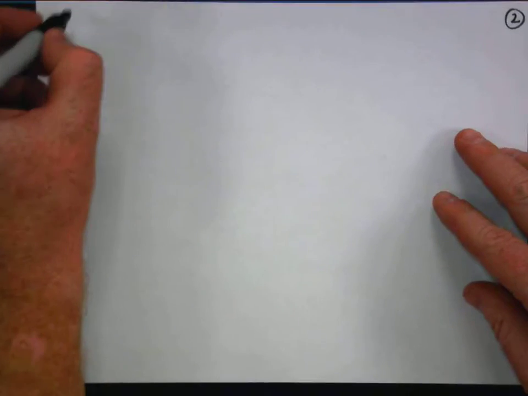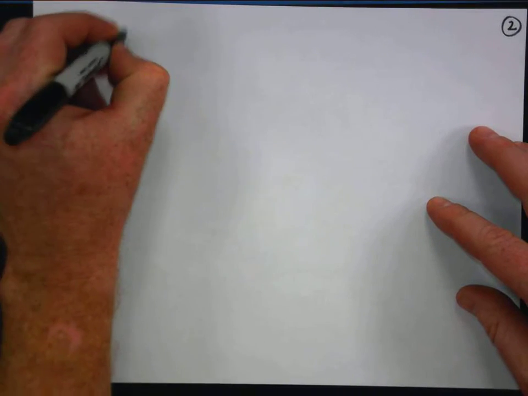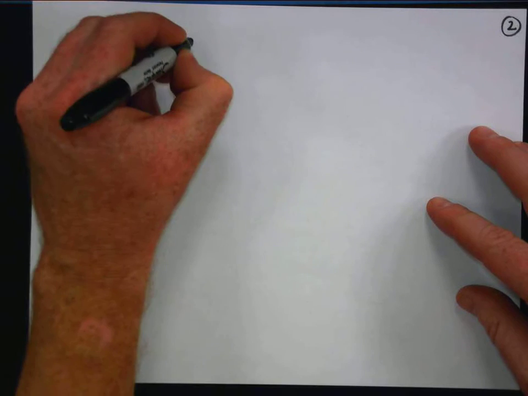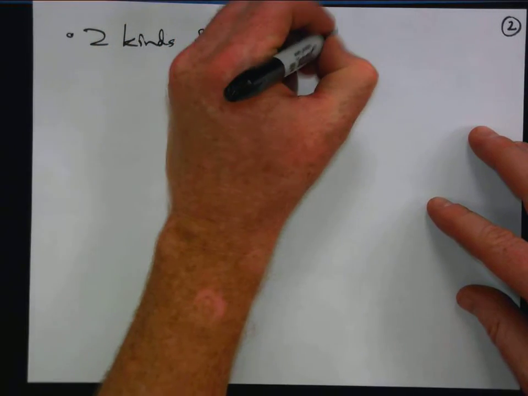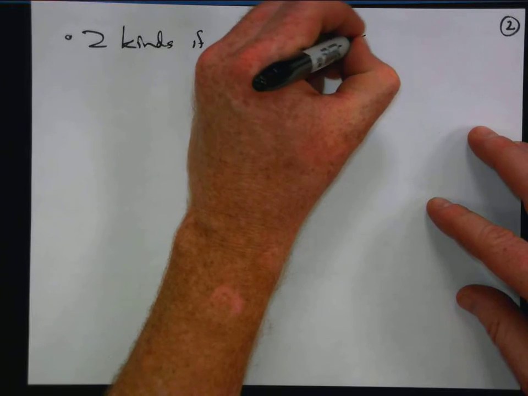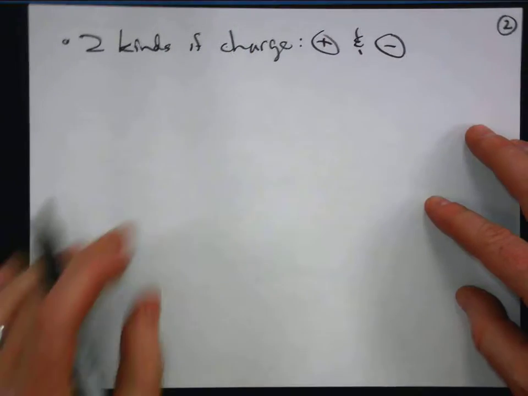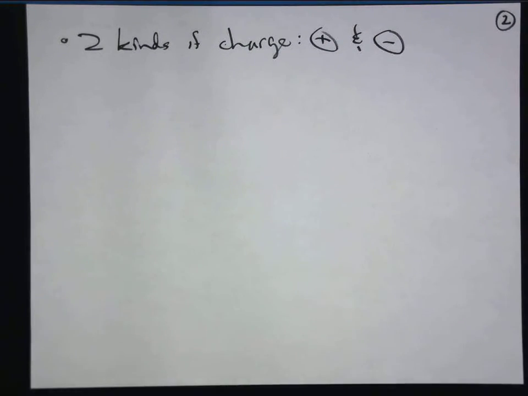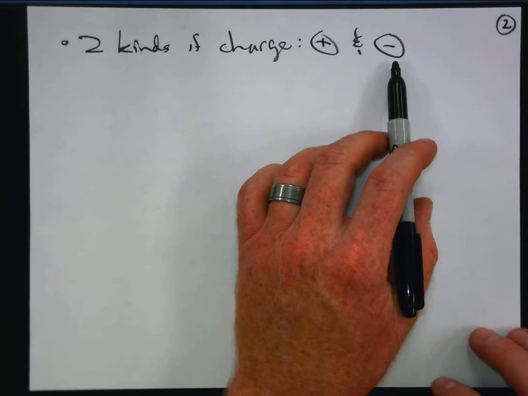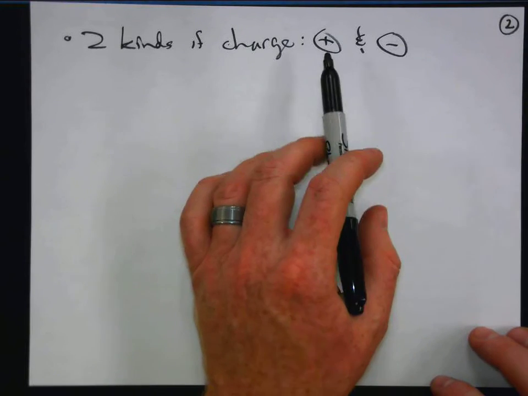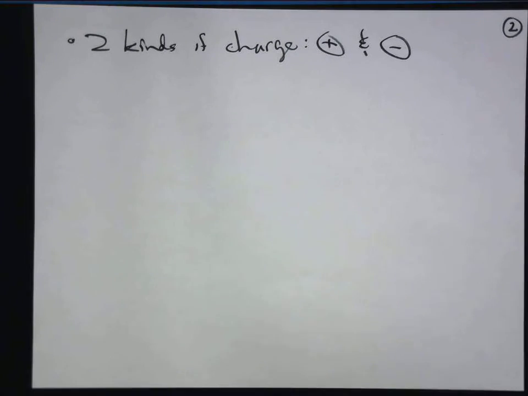It's very much the same thing with electric charges. There are two kinds of charge. There's a positive kind of charge and a negative kind of charge. And if you get a couple positives nearby each other, they want to repel. If you get a couple negatives nearby each other, they want to repel. But you get a positive and negative near each other, and they will attract. Opposites attract.